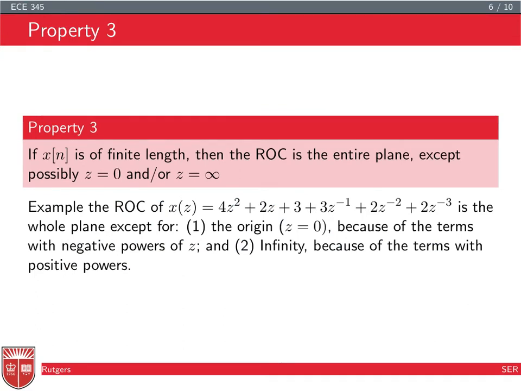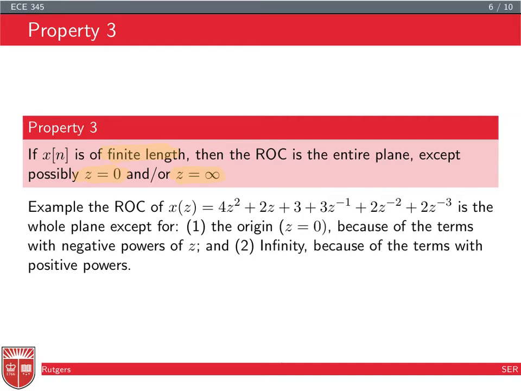The third property is concerning the case when x[n] is of finite length. So this means it doesn't go to infinity. And in this case, the ROC is easy to find because it's the entire plane, except for two possible points that must be excluded, which are z equal to 0, meaning the origin, or z equal to infinity. I'll try to explain this using an example.